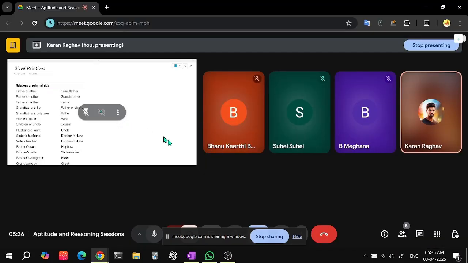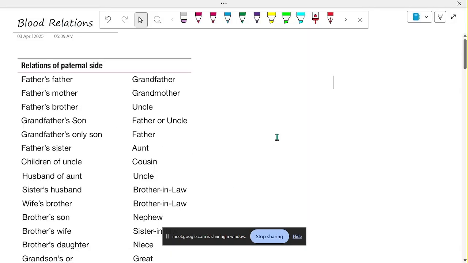Okay, fine. Now, if you look at the first one, these are very simple ones which we have already seen in most of the cases. But let me revise it once so that you will not face difficulty when you are solving the questions. Okay, understand these concepts clearly. Now, if you look at the first one, father's father, obviously he is called grandfather.